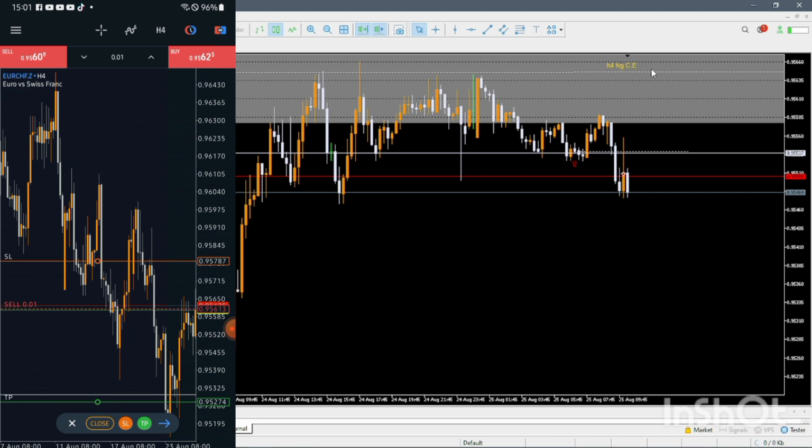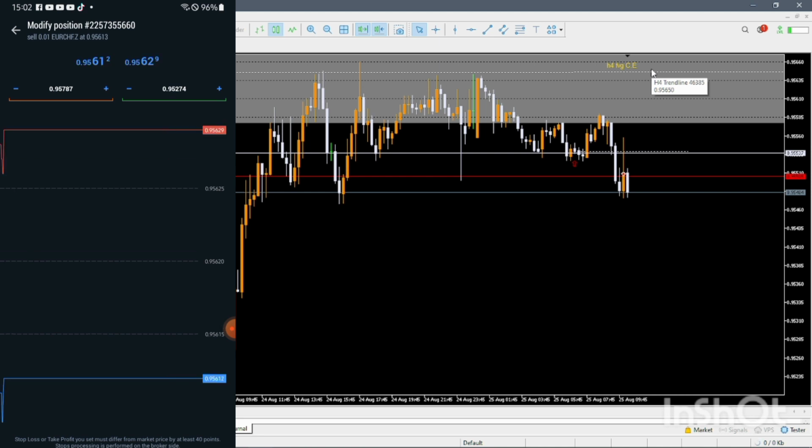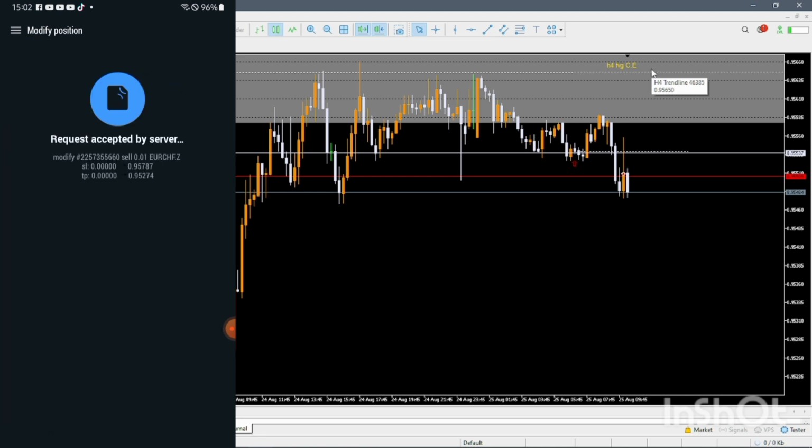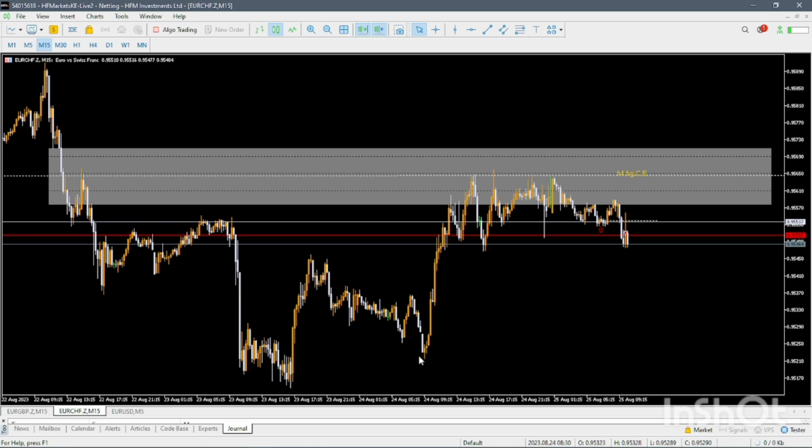The market took me out, and then during New York session, I managed to enter on my MT4. I was not around my PC, but I managed to enter during New York session on my phone. And my overall target is, I want the market to come and take this sell side liquidity. We have this imbalance, the market can come and reach it, but we have an order block here with an imbalance.